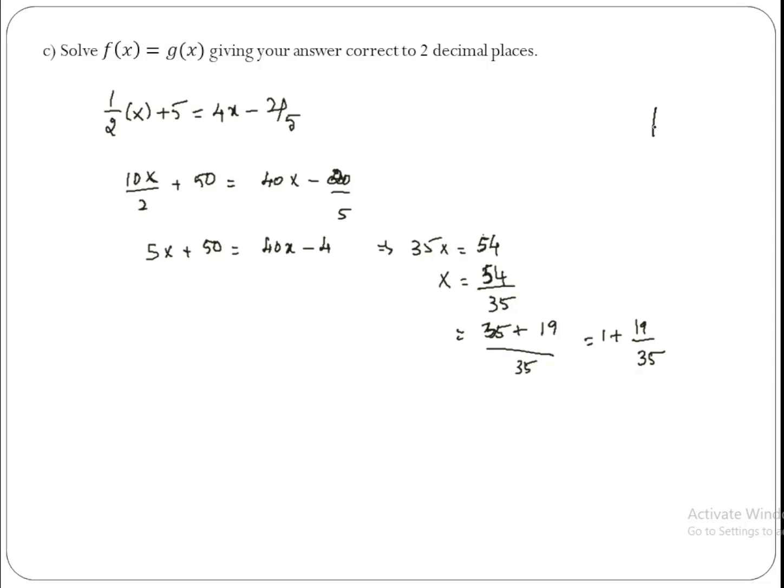Now we have to write 19 by 35 in terms of decimal places. We can add the decimal point 0. How much of 35 goes to give the nearest value to 190? Shall we take 4? 5 fours are 20, 70, 140. Okay, so we can go for 5. 5 fives are 25, balance 2, 3 fives are 15, 16, 17.